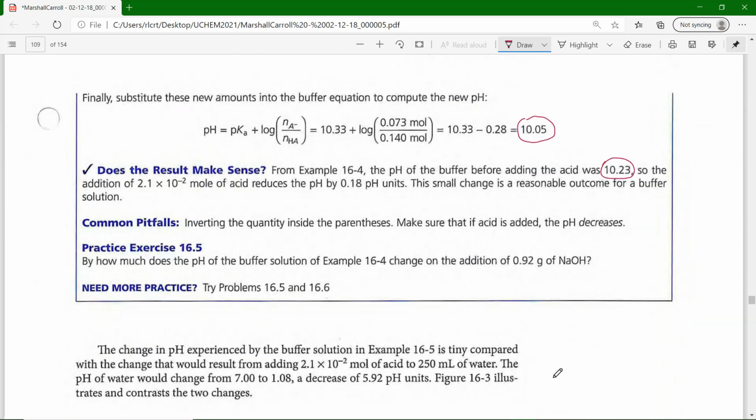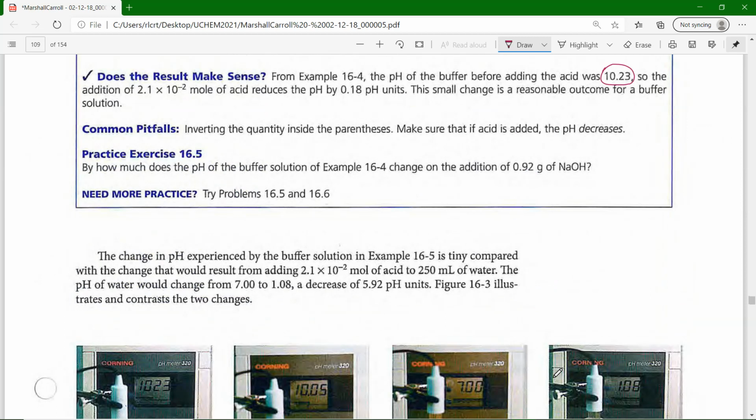So let's try this practice exercise together. By how much does the pH change if instead of adding that acid, I add a base? So 0.92 grams of NaOH. So the molar mass, we remember, is 40 grams per mole. You don't even have to remember. You can look it up. So I'm going to take 0.92 divided by 40, which is 0.023 moles. Okay, so the moles of OH minus is 0.023.